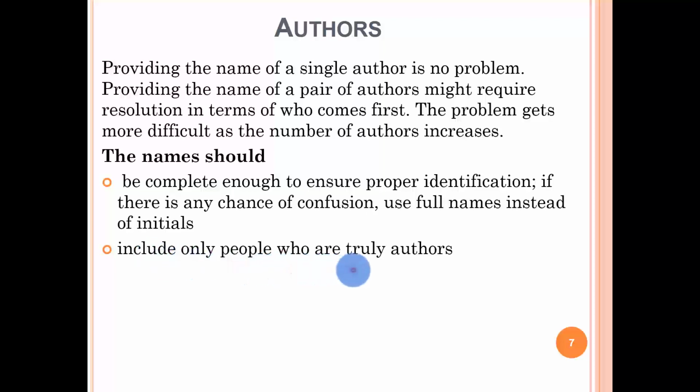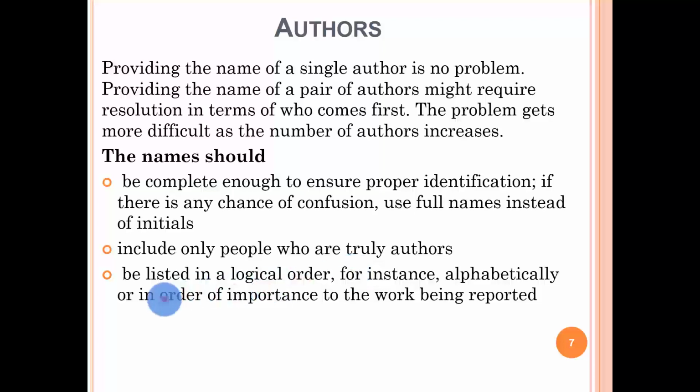Include only people who are truly authors. So sometimes those who might help you in surveys or in labs, like lab technicians, lab attendants, these people are not considered to be authors, so you cannot include them. Also, the names should be listed in logical order, for instance, alphabetically or in order of importance to the work being reported.